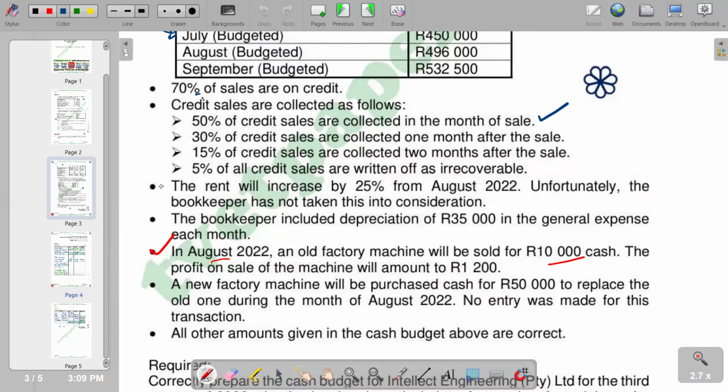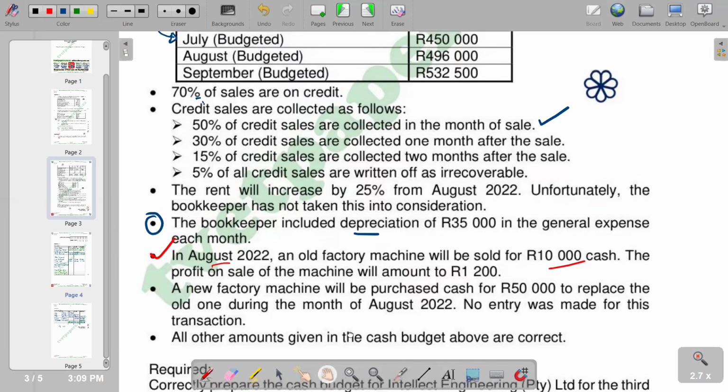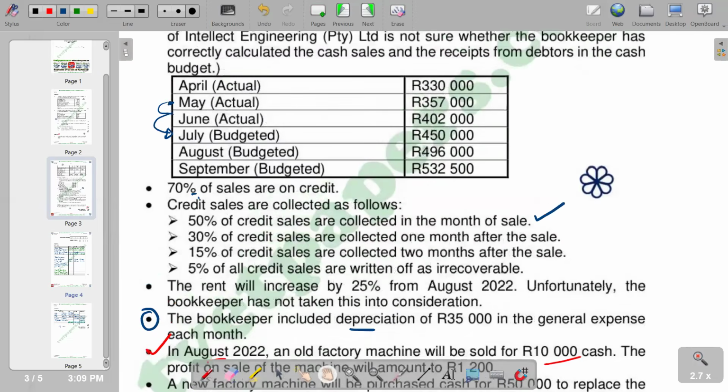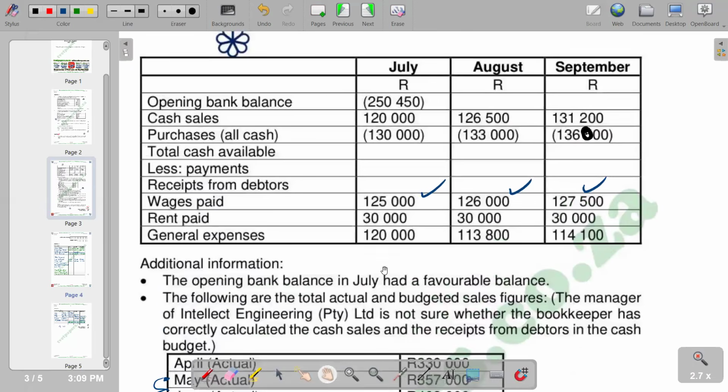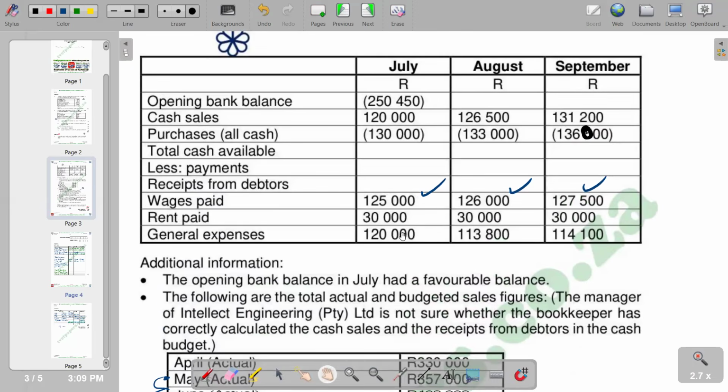So if you come to this point, it reads that the bookkeeper included depreciation of 35,000 in the general expense each month. So we have got 35,000 that is inside the general expenses that needs to be removed for depreciation. Remember, depreciation is a non-cash item. It's not supposed to be shown in the cash budget. So basically, we are going to subtract 35,000 each and every month. So if you come in our cash budget, you see that we've got 120,000 for July, we subtract 35,000. And when you subtract, you are going to get your answer as 85,000.